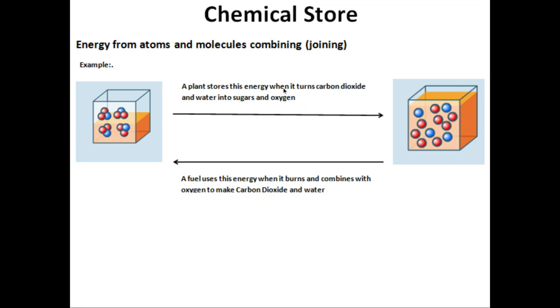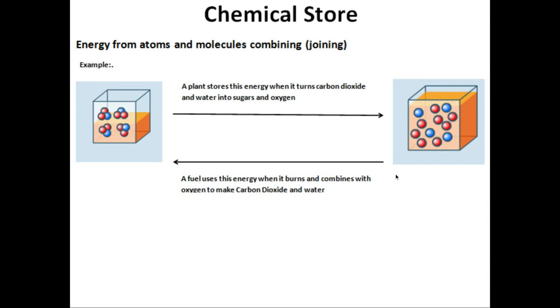If a plant stores energy when it turns carbon dioxide and water into sugars and oxygen, that is the photosynthesis bit that we were talking about: making sugar, making glucose, making oxygen. What you're doing is combining the little molecules of carbon dioxide and water. If you remember, I said that glucose was C6H12O6. So where did we get those from? We got them from the carbon dioxide and water. We added them together, we joined the molecules together, and we've increased the chemical energy. We've gone towards filling the store.